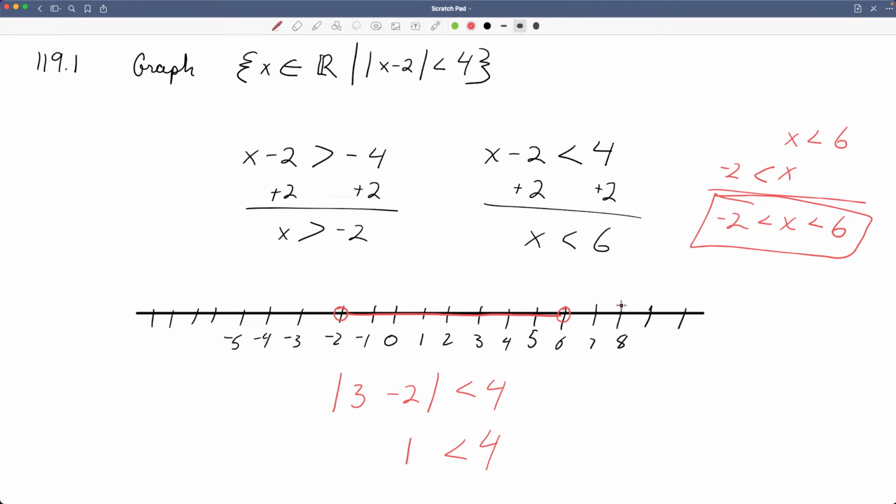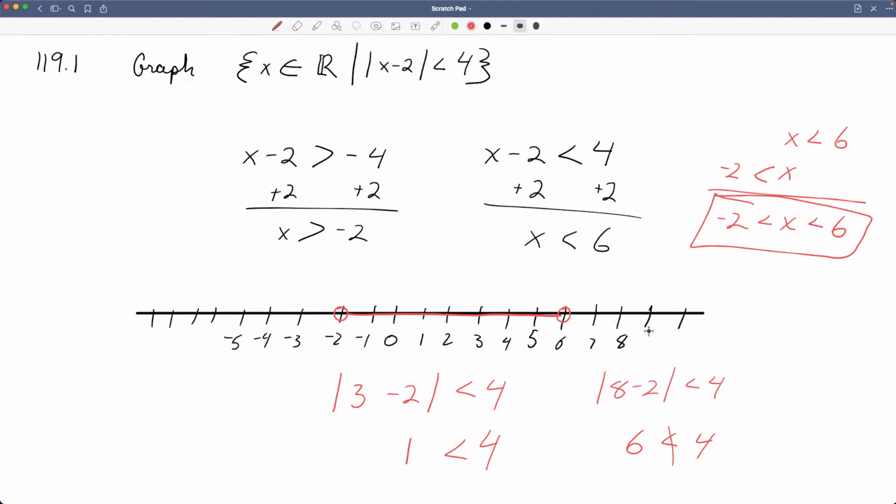So let's see if we pick a number on the outside. Let's pick a number here. Let's say greater. Let's do 8, right? So if we sub in 8, 8 minus 2, less than 4. 8 minus 2 is 6. The absolute value of 6 is 6. 6 is not less than 4.